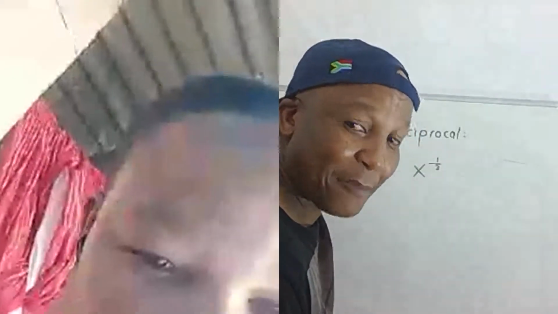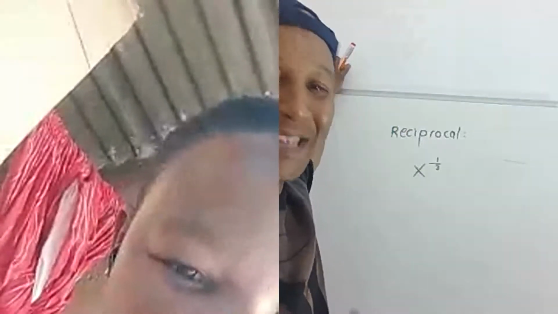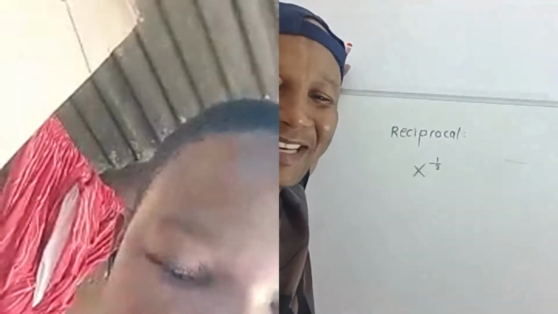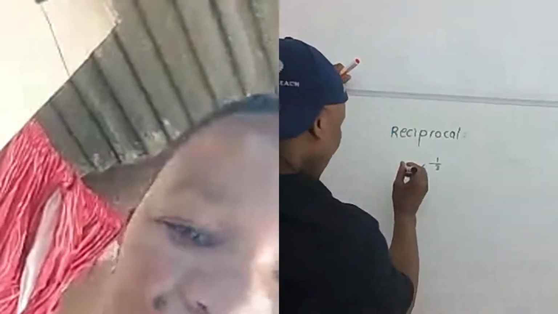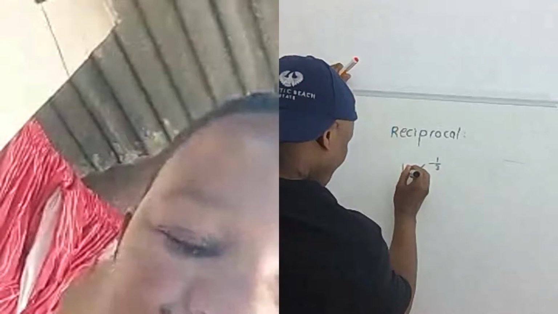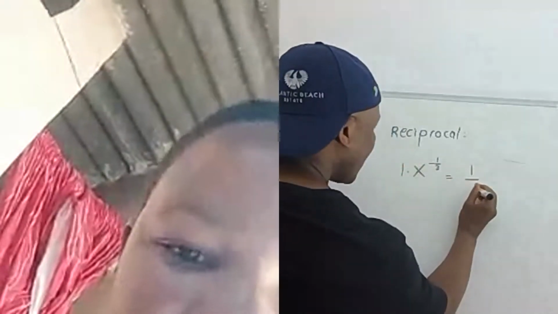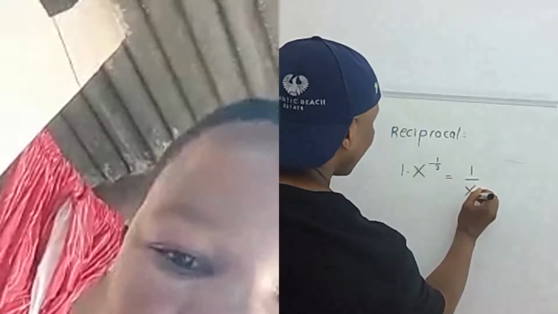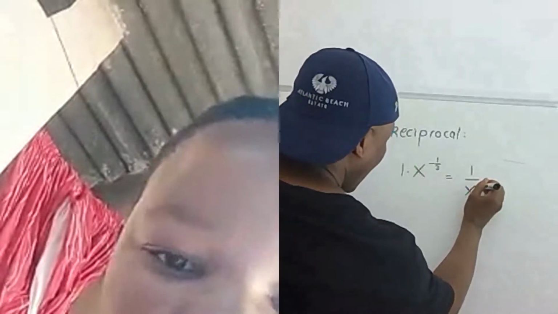Sorry? I'm listening. I want to see if you understood or not, so I can explain again. If you did not understand, I'm going to write it over. So here there's a 1, means we introduce a 1. That's why I say this is going to be 1 over x to the power positive 1 over 3. So that's how we reciprocate.